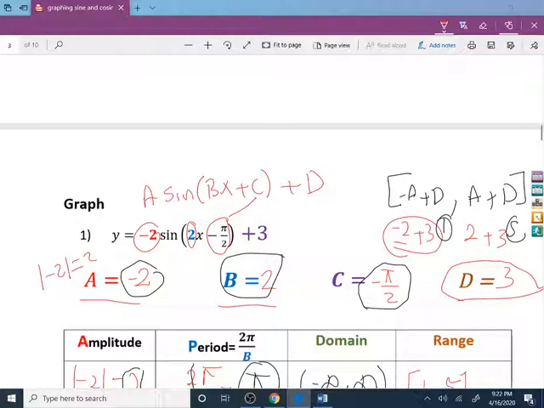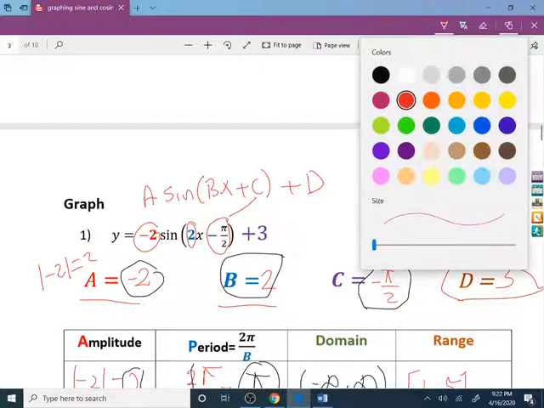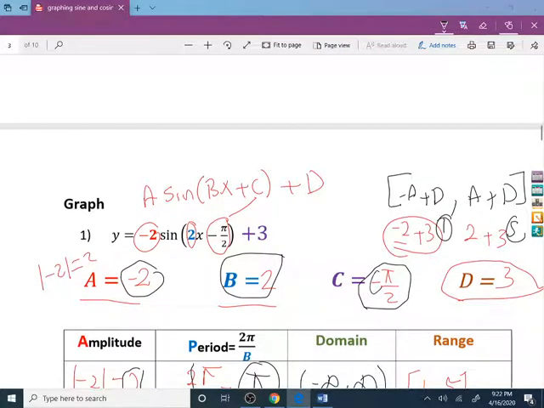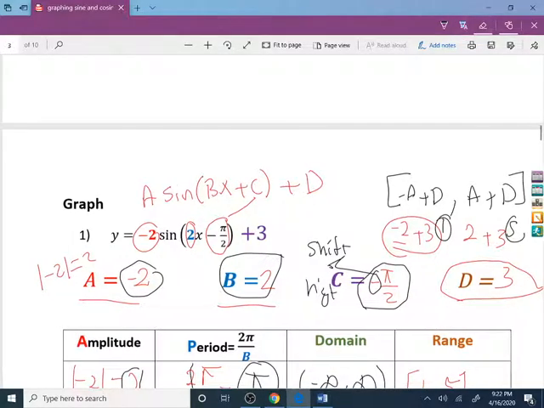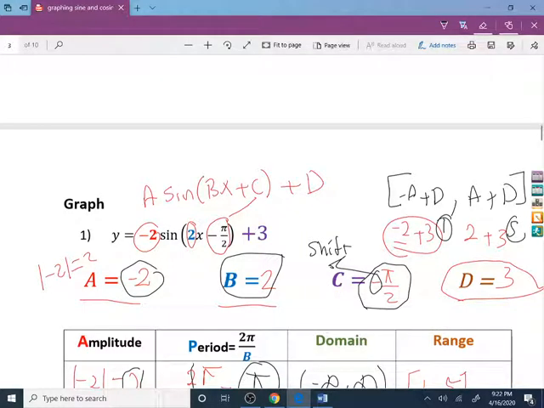Now, look guys, C is negative, then the shifting is to the right. Yes, guys, negative. We'll see from the graph where it's shifting, and we'll see if we are right or not. This negative means shift to the right. Okay, good. Now, let us start.